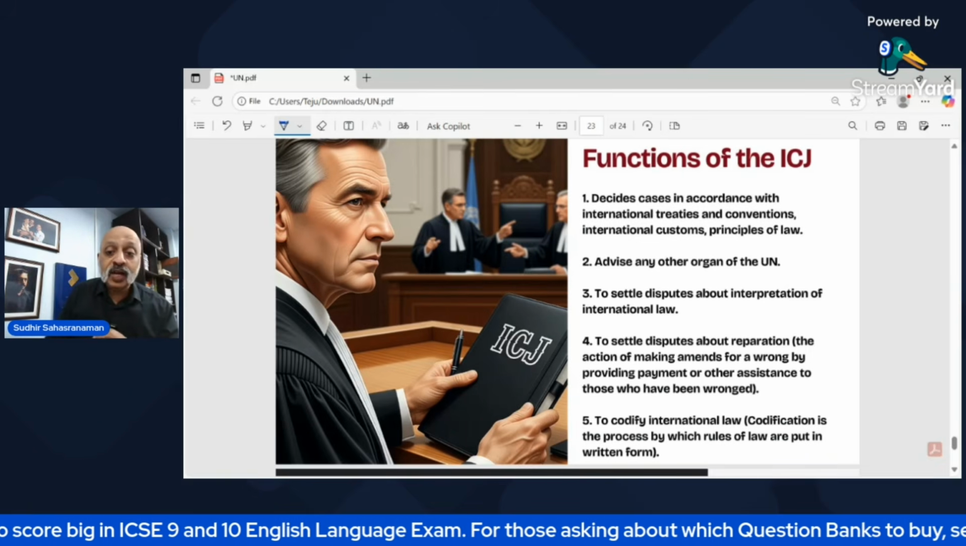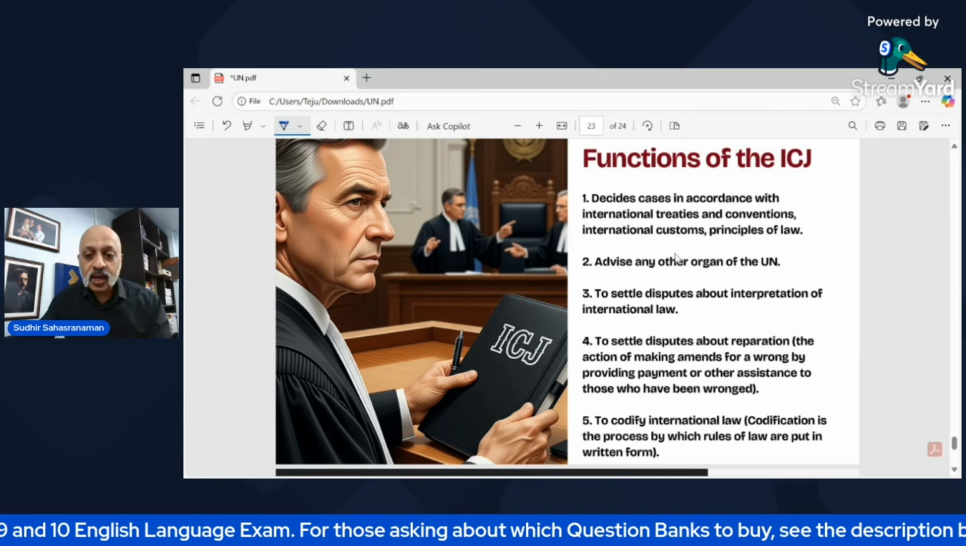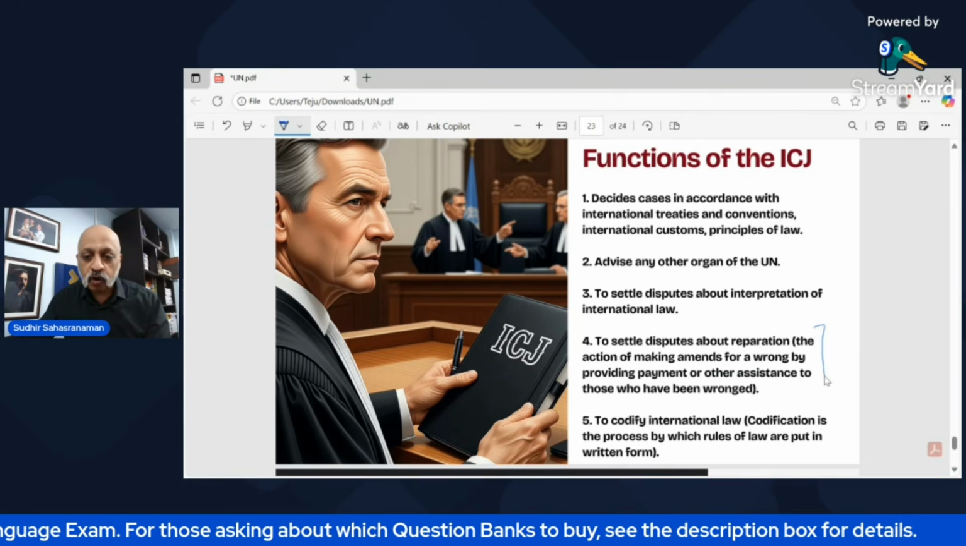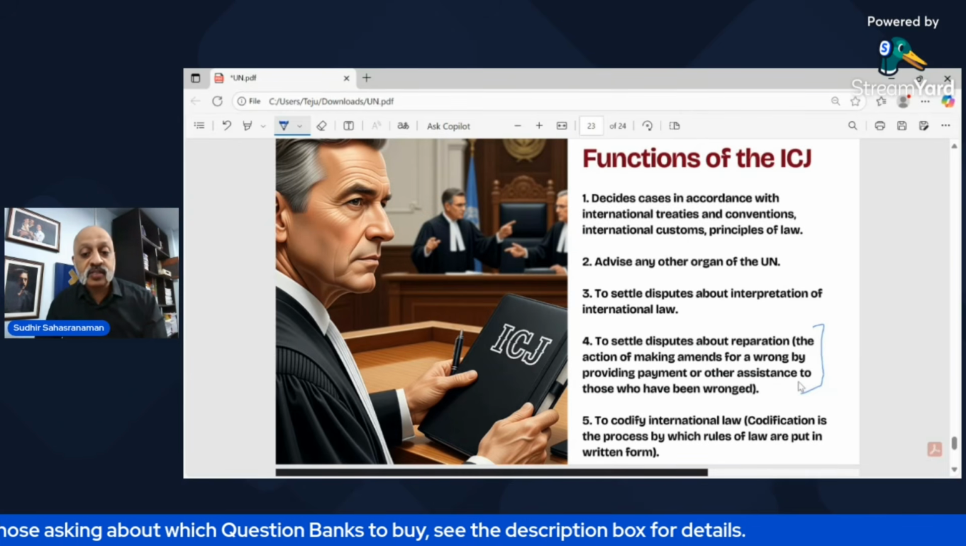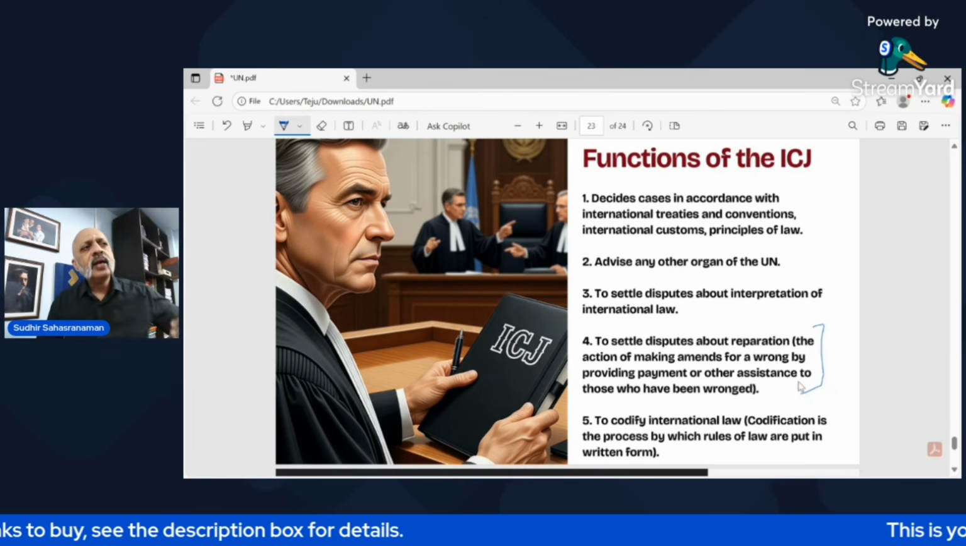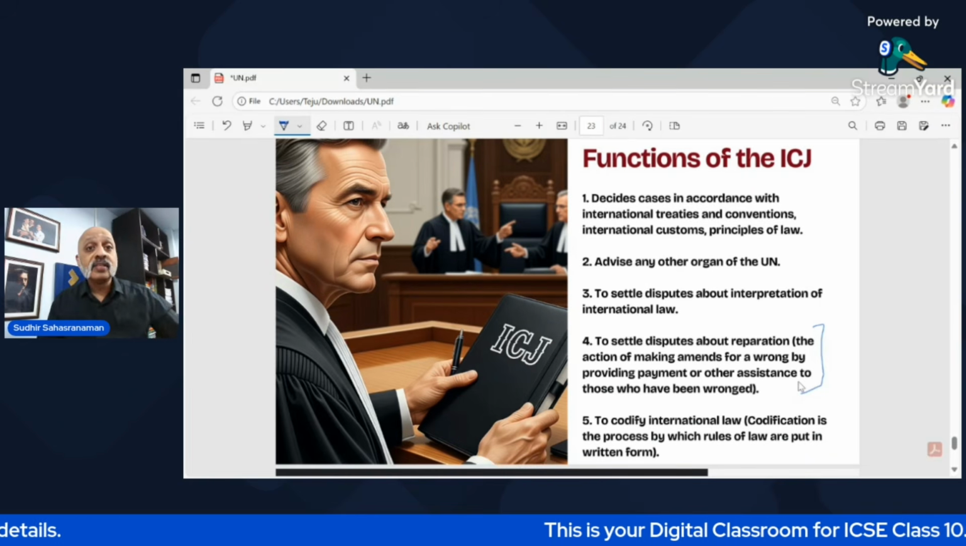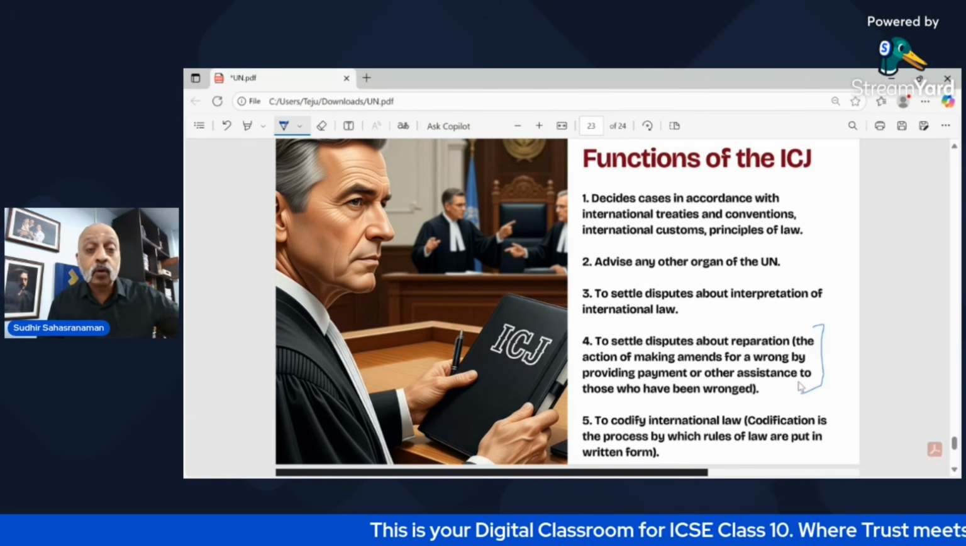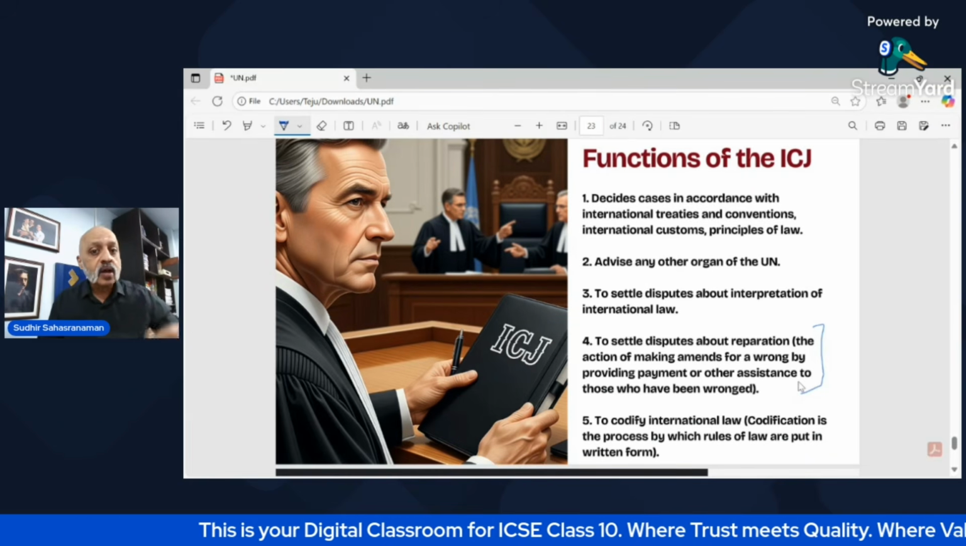To settle disputes about reparation, what is reparation? The act of making amends for a wrong by providing payment or other assistance to those who have been wronged. For example, one country attacks another country. It does a lot of damage, right? The other country asks for damages in the sense that you pay compensation for the amount of damage that you have done in my country.